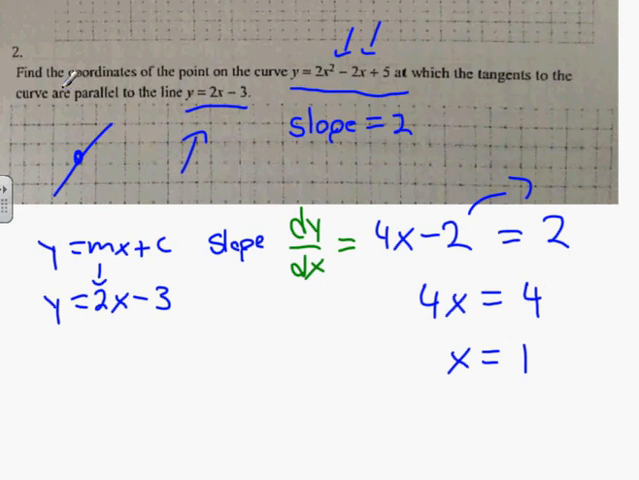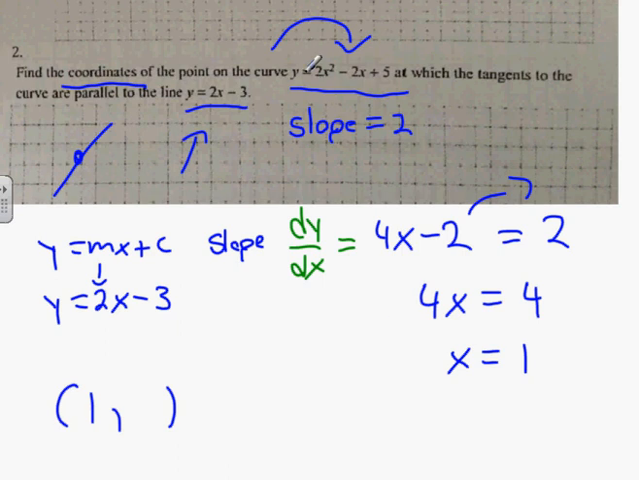You're asked the word coordinates. What does the word coordinates mean again? X and y. You have the x value, but you do not have the y value. Is there an equation that will give us the y value? It has to be the first one now. I'll tell you why. If you read the question, find the coordinates on this curve. The coordinates aren't on this line. They're just parallel to that line.